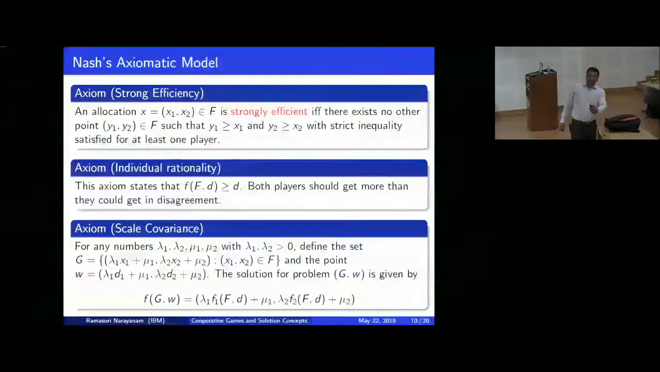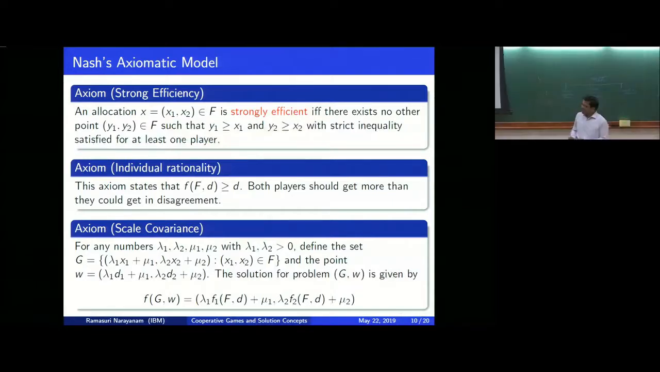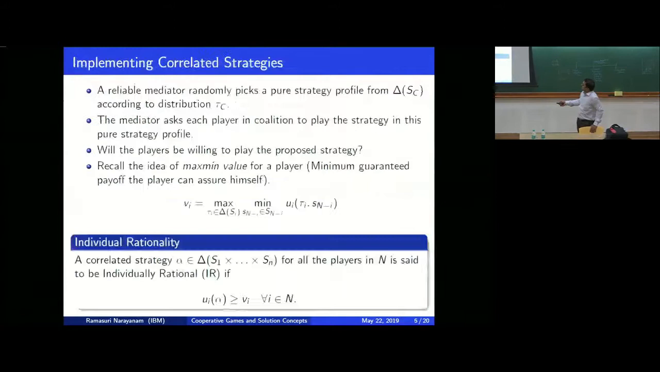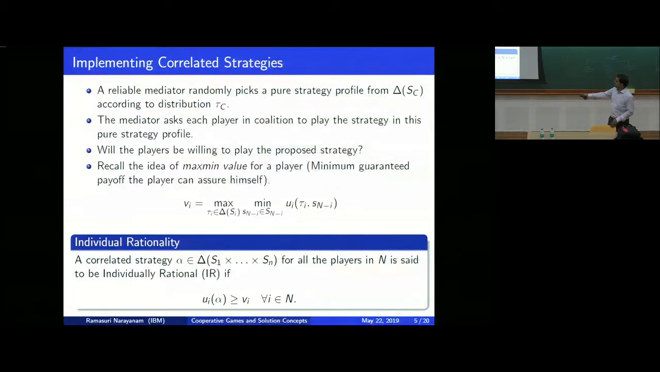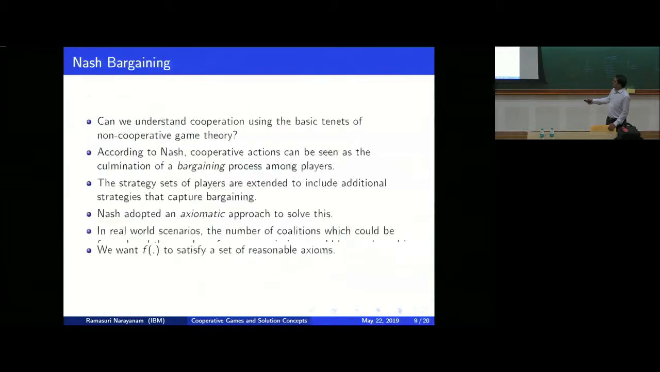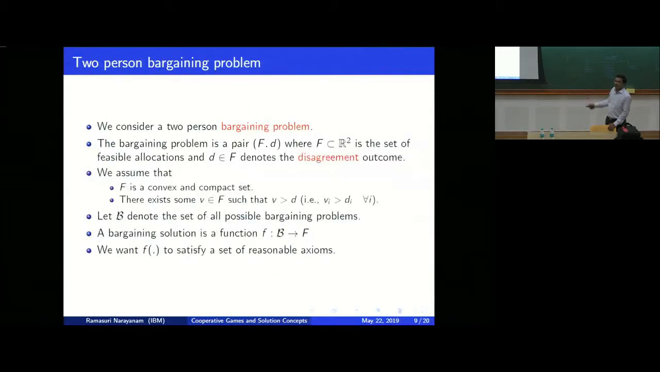So the final solution that we select should be at least D, then individual rationality is satisfied. In the correlated strategy equilibrium also we thought about the same thing, right? The mediator prescribes some strategies to all the players, and the players play those strategies provided the utility perceived by the player as per the correlated strategy is at least this max min value.